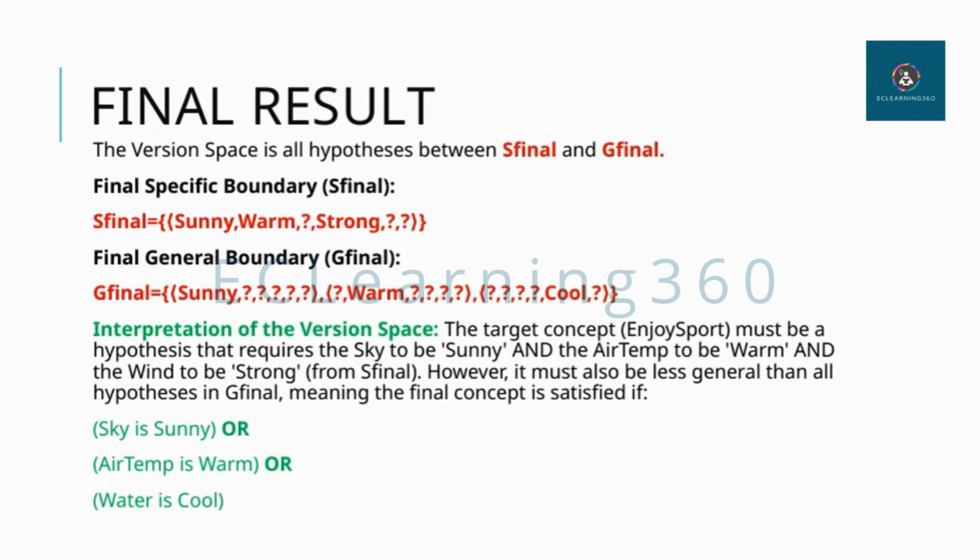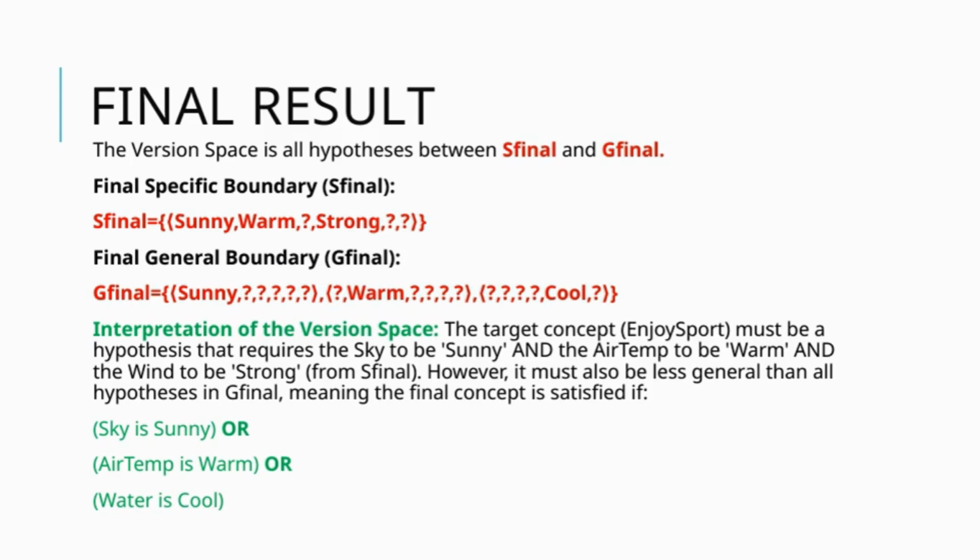Now, let's look at the final result of our version space. Remember, the version space includes all hypotheses that are consistent with our training data, lying between the most specific and most general boundaries. On this slide, we see the final specific boundary, labeled S-final. It's represented as a single hypothesis: sunny, warm, unknown, strong, unknown, unknown. This hypothesis is quite specific, meaning it makes concrete predictions about some attributes while leaving others unspecified.